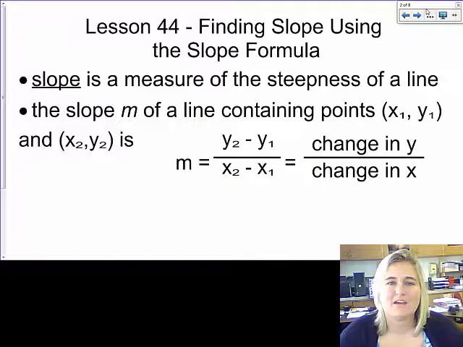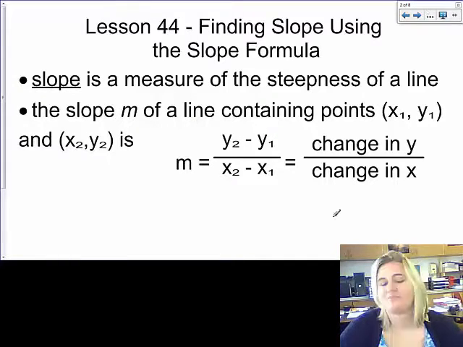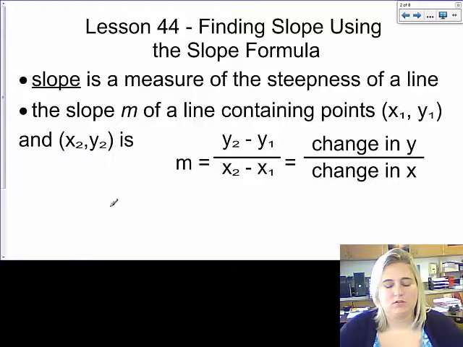And so today is basically going to be a review and a practice of what you already know. It says slope is a measure of the steepness of a line. The slope m of a line containing points x1, y1, and x2, y2 is, and they give us this nice formula. So the formula is m equals y sub 2 minus y sub 1 over x sub 2 minus x sub 1, which is the change in y over the change in x.